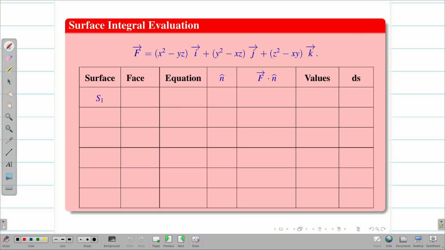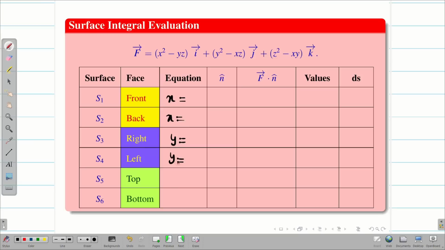Now we have 6 surfaces, S1, S2, S3, S4, S5, S6. As I said, S1 and S2 are front, back, S3, S4 is right, left, S5, S6 is top, bottom. And we know the equations very well. So for front, back, we have x, right, left, we have y, top, bottom, we have z. So for front, right and top, we have to give the upper limits. So x equal to a, y equal to b, z equal to c. Remaining things automatically we have to fill with the lower limits. Here it is 0, 0, 0.